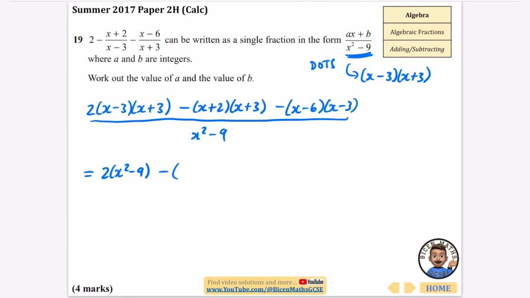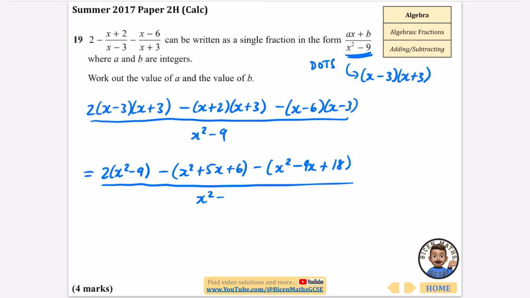We then have minus, let's do these quite quickly, that's going to be an x squared plus 2x plus 3x, so that's plus 5x, and then the 2 and the 3 gives us the 6. And for this next part we get an x squared, we get a minus 6x minus 3x, that gives us a minus 9x, and then negative 6 times negative 3 is positive 18, and all of that is being divided by x squared minus 9. So the numerator is going to be 2x squared minus 18.